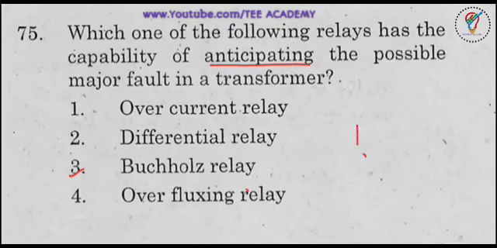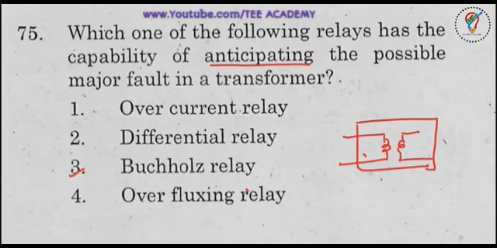Actually in a transformer, we assemble the transformer in the transformer tank. There we have a transformer winding like this, which is on the core like this. Now it also has oil inside. So these are the oil, we can call it transformer oil.